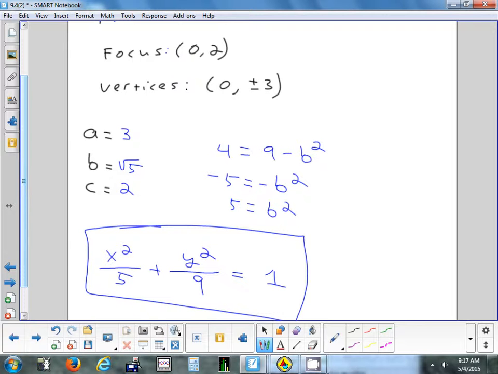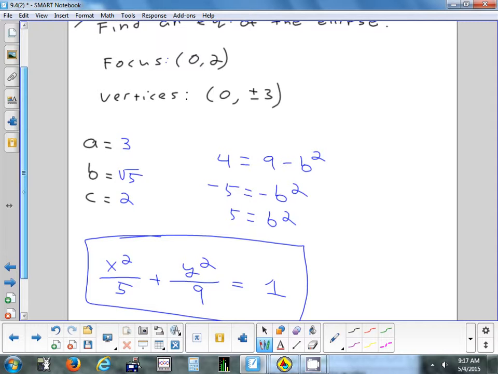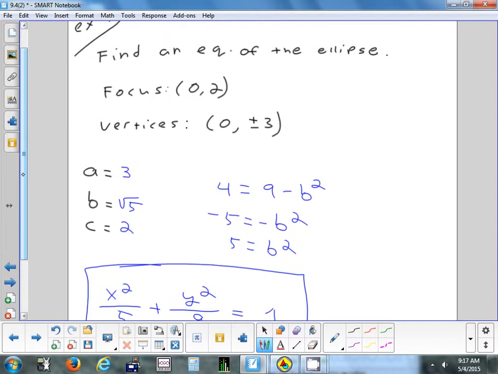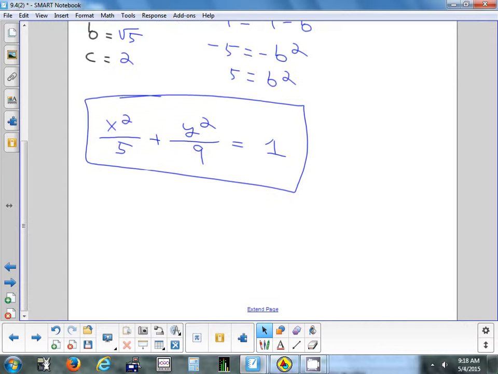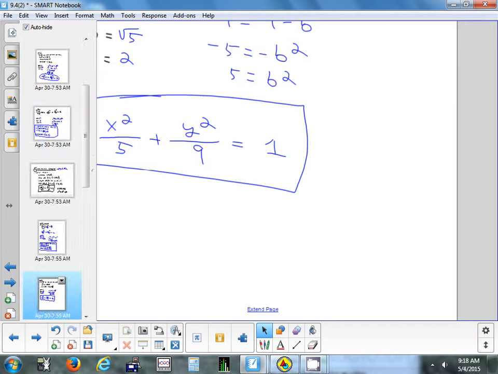How did you know the bigger number goes under y? Because the major axis is vertical. Yeah, and we'll sketch that so you can see it, but he's exactly right. If you sketch these points, they're all going to line up vertically, on the major axis. Let's make a sketch.